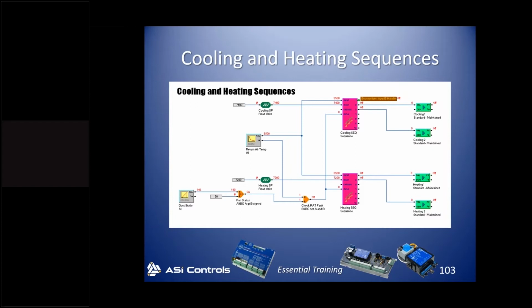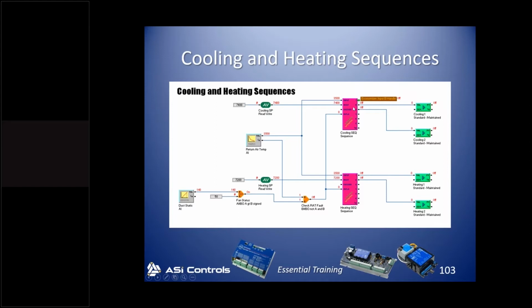If the return air temperature wires are shorted, then that tends to show a very high temperature, which could cause the cooling to run indefinitely, and we typically don't want that. So we'll use that to interlock both the cooling and the heating sequences. We'll have independent cooling and heating set points that are stored in the analog value object so that we can change them from IntelliFront.